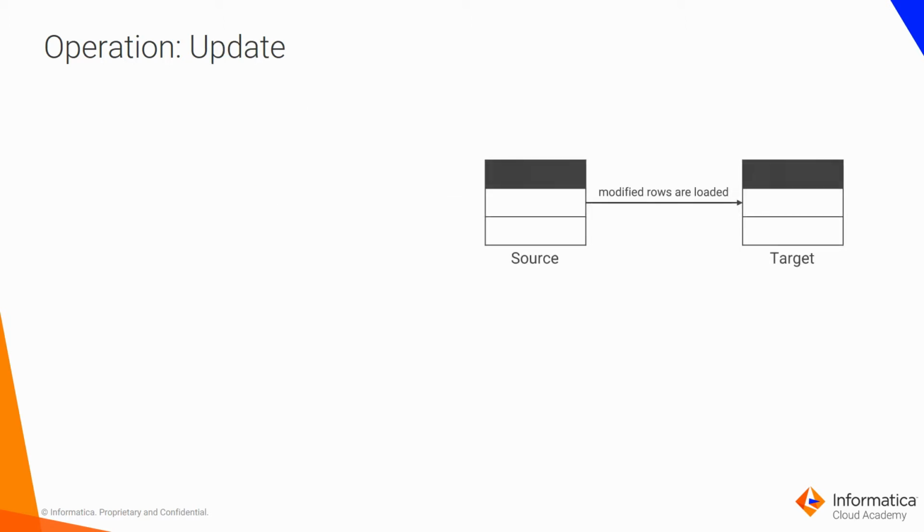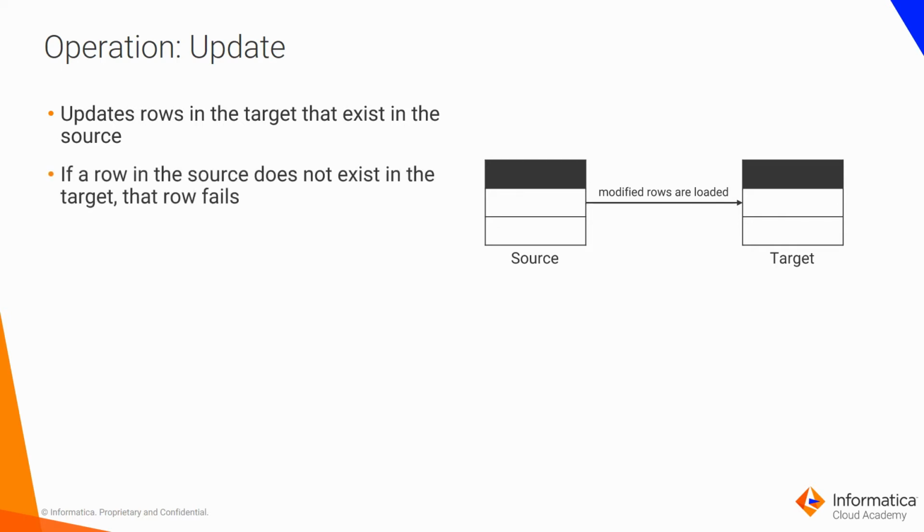The update operation updates existing rows of data that it finds a match for. So if there is a row in your source that does not exist in the target, then that row will simply fail out. This means that you will get an error message for that row only. However, the rest of the task will still run.